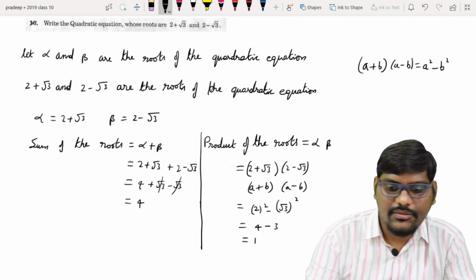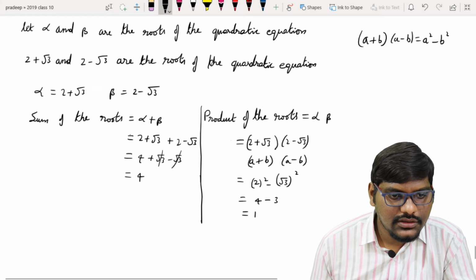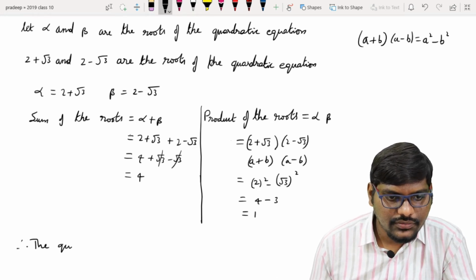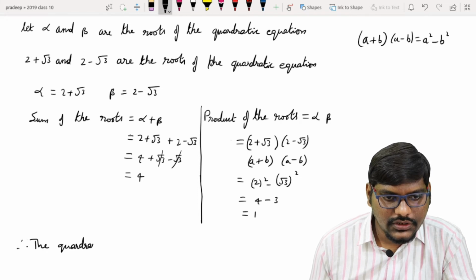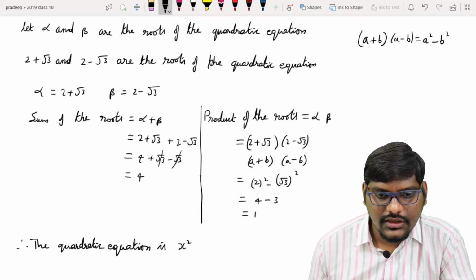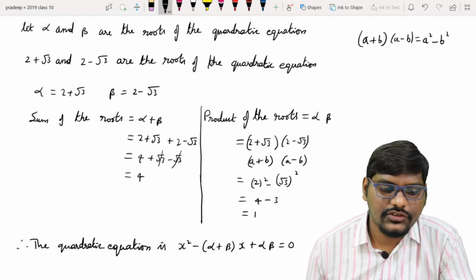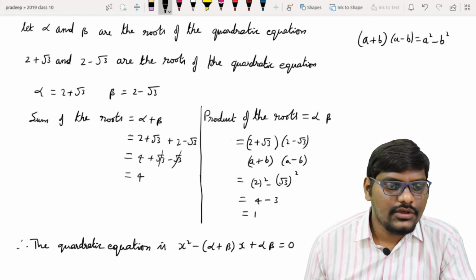So we will substitute these in the quadratic equation, that is right here. Therefore the quadratic equation, what it was for this, it was x square minus the sum, that is alpha plus beta, x, plus the product alpha beta, equal to 0. This is the equation for the quadratic.